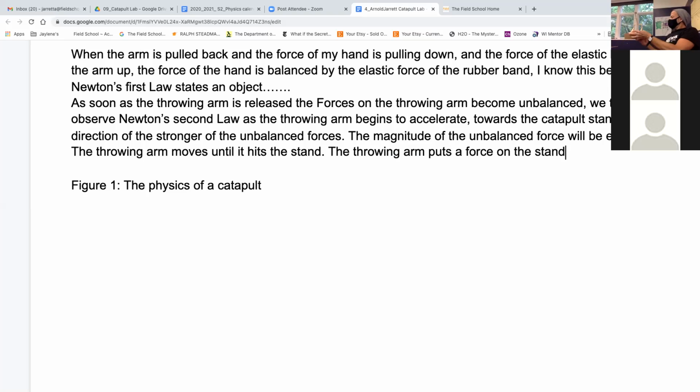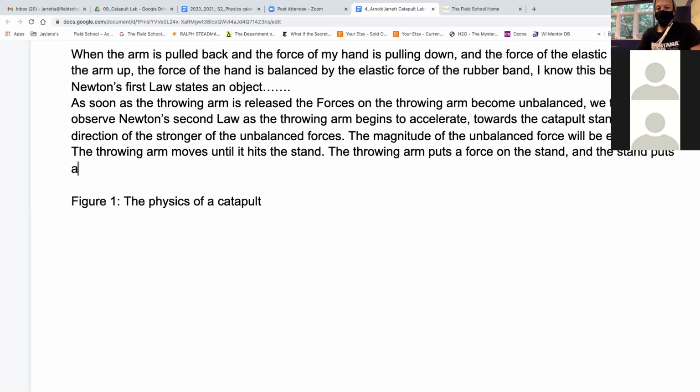Does it look like the stand puts a force back on the throwing arm? Really, watch it again. It does, right? You can see it actually knock the throwing arm that way. So it does. The throwing arm puts a force on the stand, and the stand puts a force back on the throwing arm.